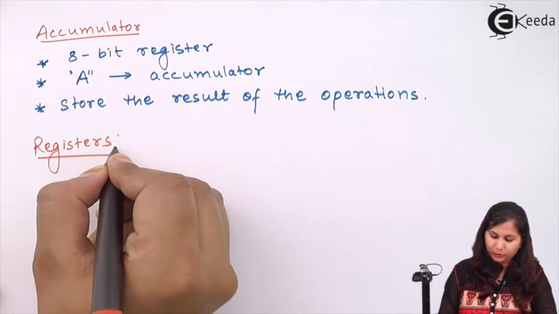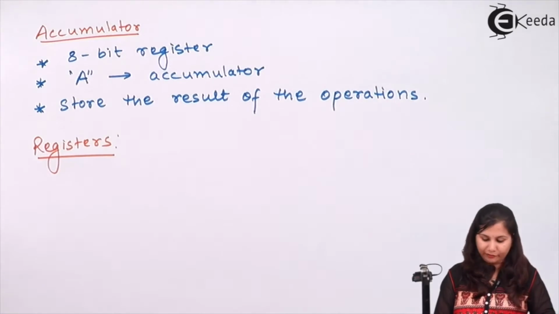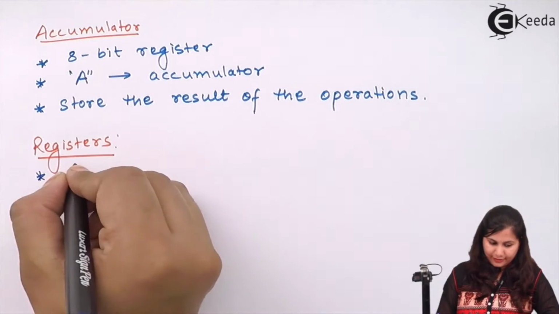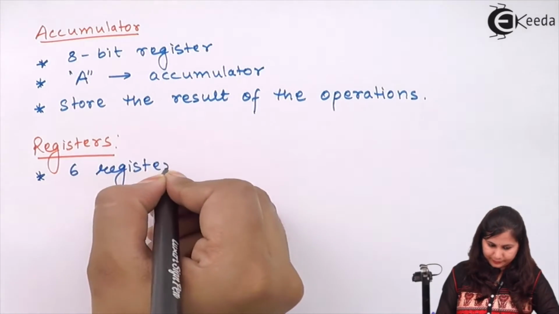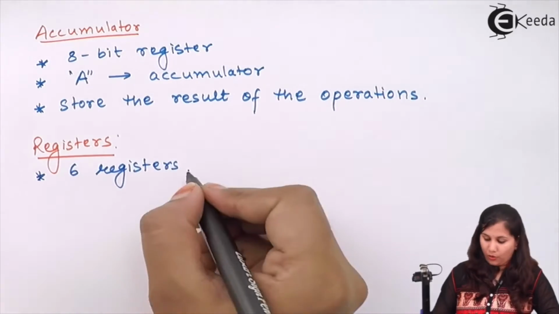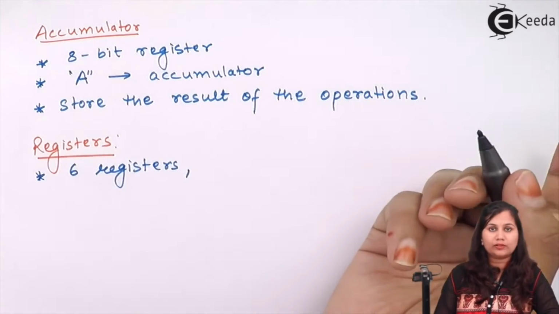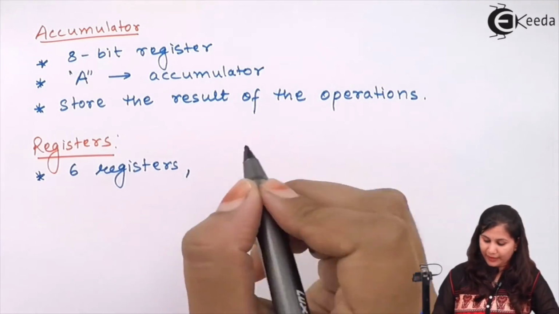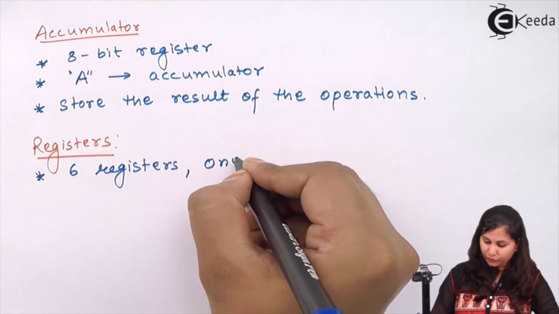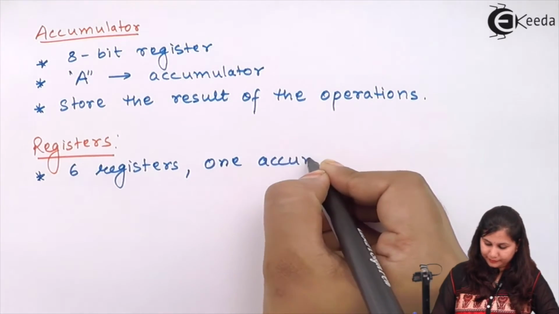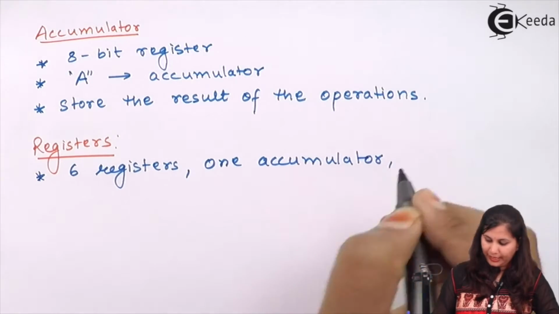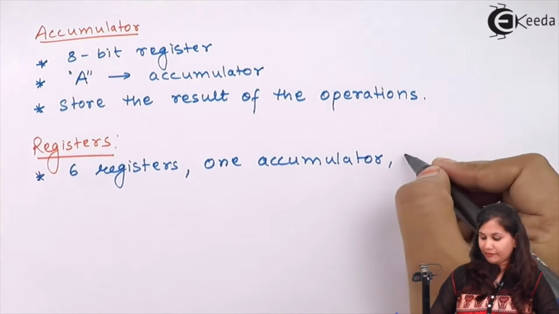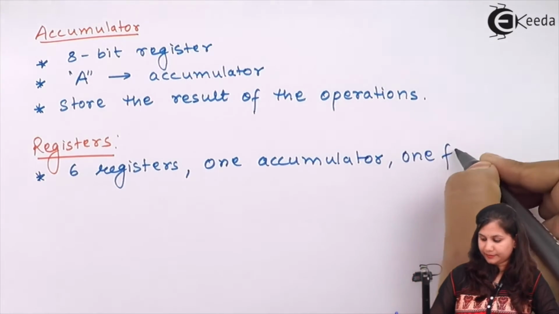So if we talk about the registers in 8085, there are 6 registers. Also, the accumulator is one type of register. So we have 6 registers, one accumulator, and also the 8085 has one flag register.